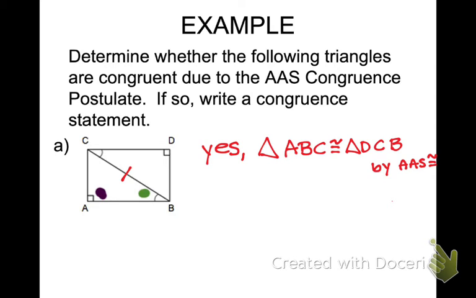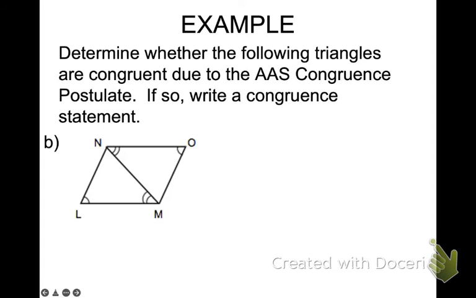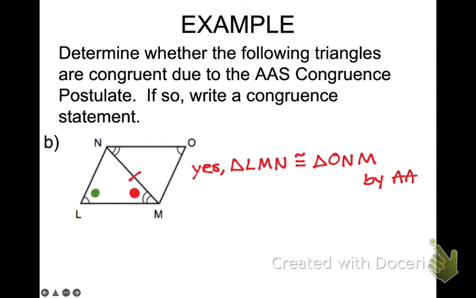And the next one is just the same, except it doesn't have right angles. It's just a slanted quadrilateral instead of a rectangle. So again, we have the reflexive property happening in the middle. So we've got two angles. You got an angle here. You got an angle here. You've got a non-included side. So angle, angle, side. So yes. Triangle LMN is congruent to, L would match up with, it's like O, and then M to N to M by angle, angle, side congruence.